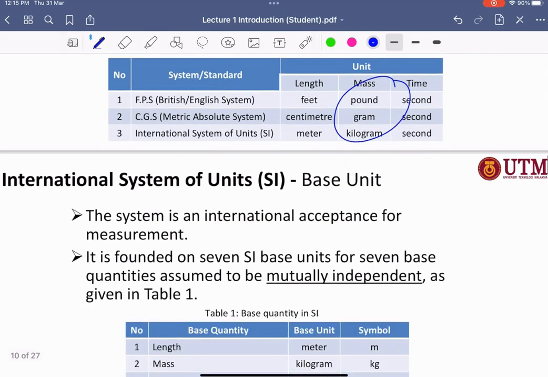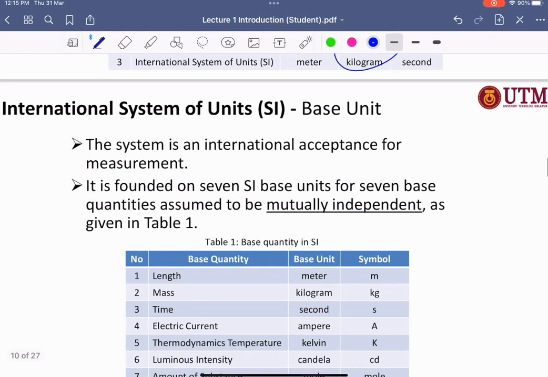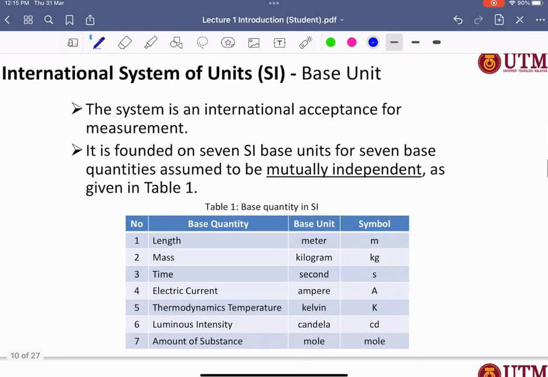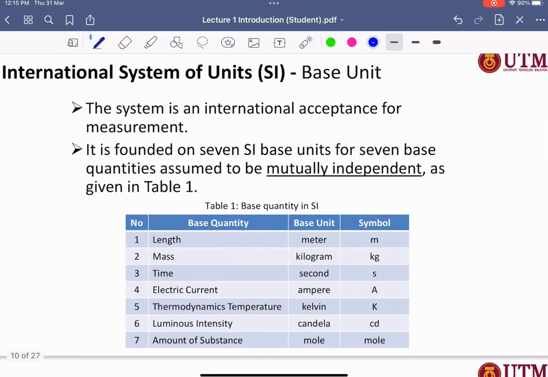And then we have the SI unit, which depends on the base unit. Actually, there are 7 base units here. These units are used to develop a few types of sensors. It depends on what you want to measure, for example, mass in kilograms, or time, and so on.